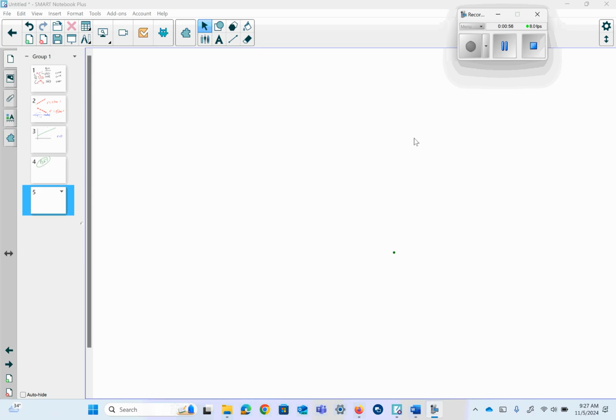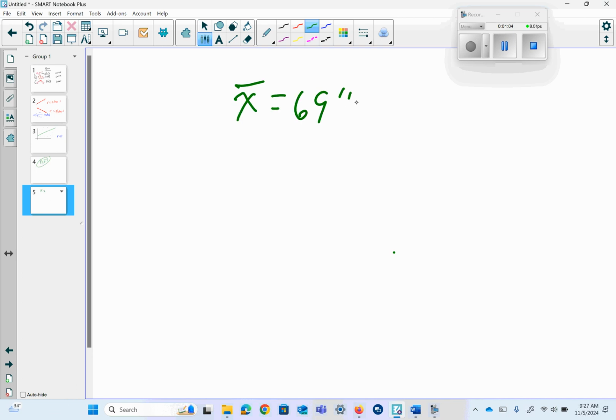So they tell us on this particular problem that the average height is 69 inches and the standard deviation is 2.5. Okay? So this is just the average height of adult males in the United States.